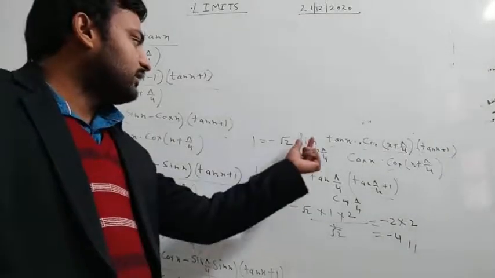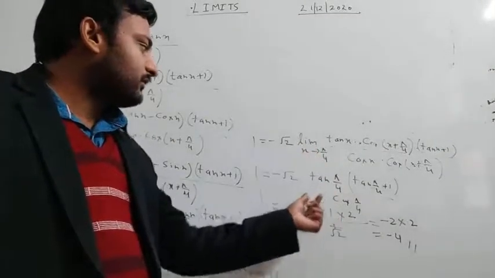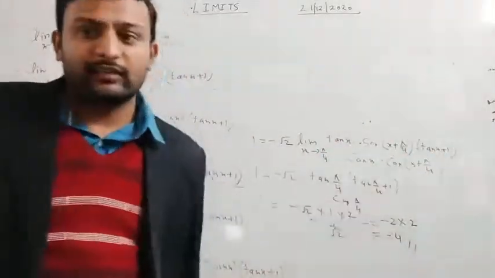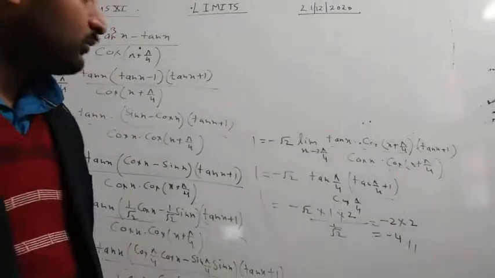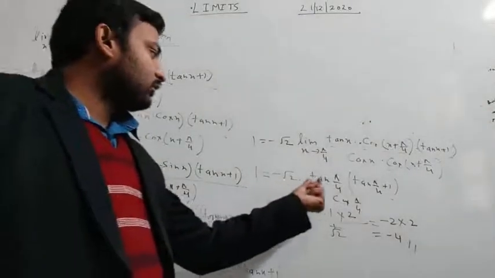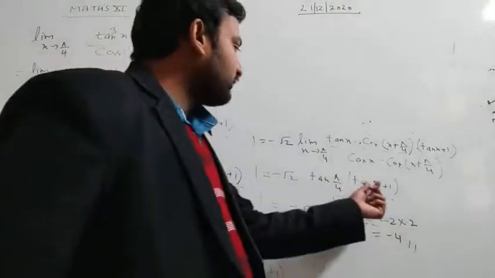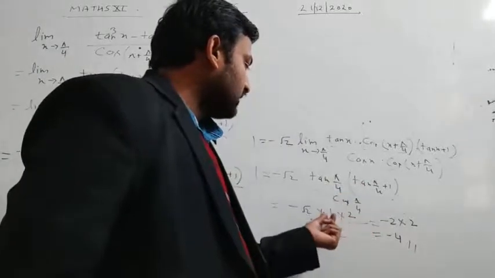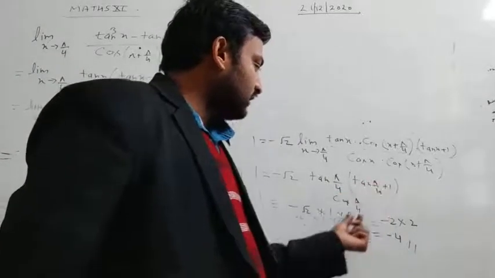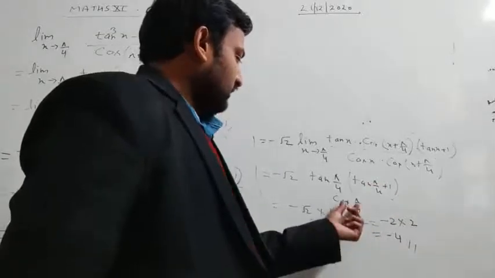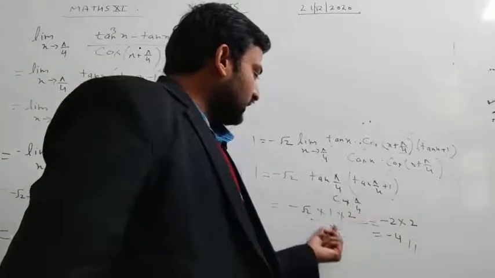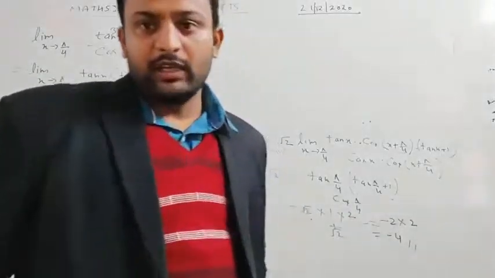The remaining term is limit x tends to pi by 4 of (tan x plus 1) by cos x. Okay, now we put the limit here: minus root 2 tan pi by 4 (tan pi by 4 plus 1) by cos pi by 4. Put the value of this. So this is 1, this is 1, and this is 1 by root 2. This will go to the numerator and it will change into minus 4.